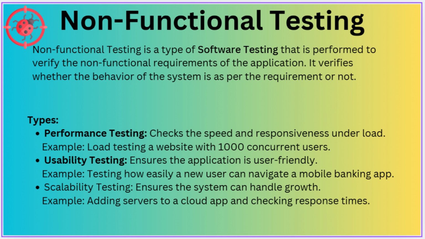Performance testing checks the speed and responsiveness under load. For example, load testing a website with 1,000 concurrent users. Usability testing ensures the application is user friendly. For example, testing how easily a new user can navigate a mobile app, such as a banking app. Scalability testing ensures the system can handle growth. For example, adding servers to a cloud app and checking the response time.